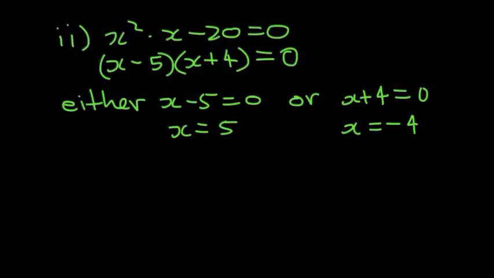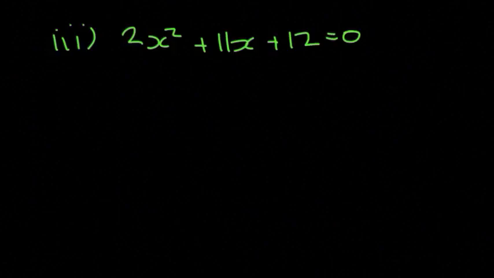Alright, let's have a look at a third, harder example. 2x squared plus 11x plus 12 is equal to 0. Now, I'm going to go straight into using two sets of brackets. If you would like to, you can use the PSF method. But for me, I prefer to do this, so go straight into factorising.